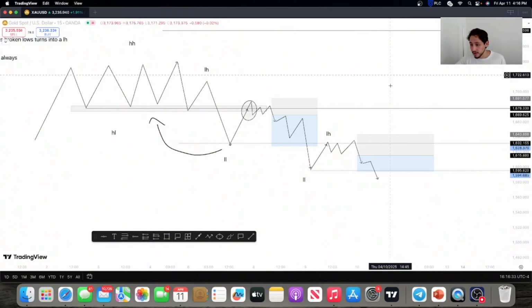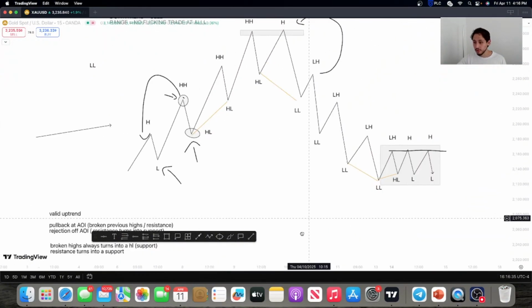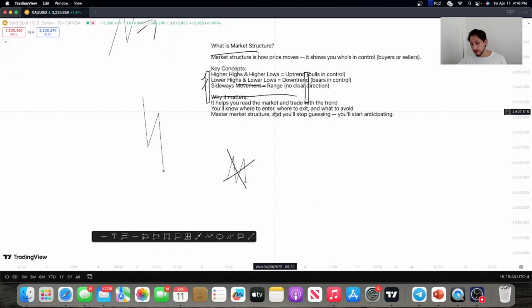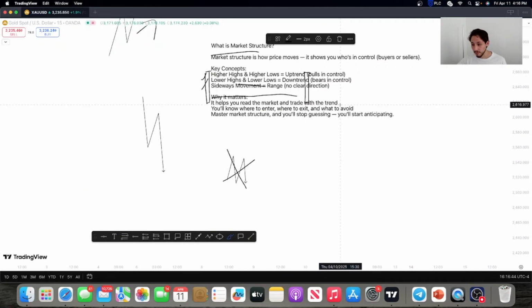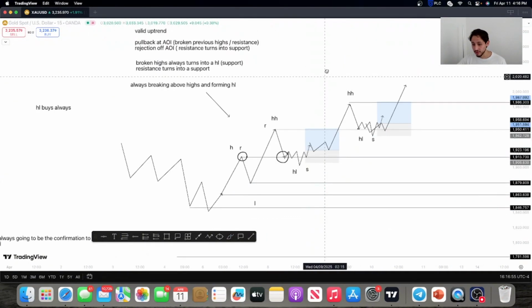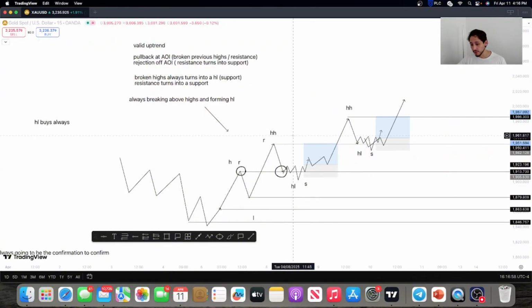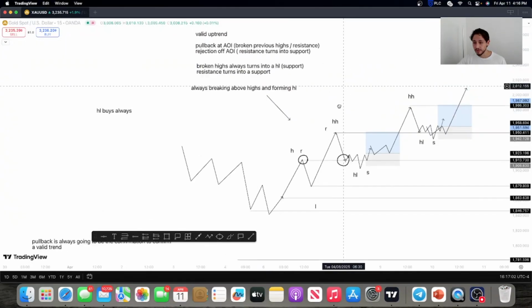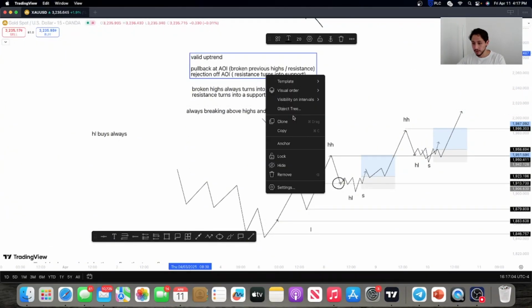Again, like I was saying over here, we go all the way back over here. Your goal is to always understand where to enter, where to exit, and what to avoid. The avoid part, just keep this in mind, is what we're going to learn in the next part of this lesson. But again, it helps you read the market and trade with the trend. You understand this structure over here. You understand how to properly find a valid bullish trend, an uptrend. You understand how to properly find a downtrend, right? So in this case, I'm just going to copy this and write it down so you guys can understand the bearish part.